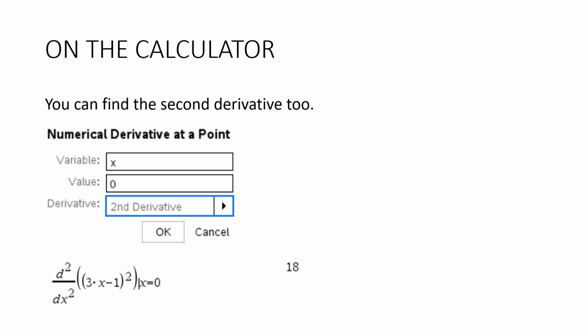You can also find the second derivative. Now, we haven't covered that yet, but if you wanted to, when you get this dialog box here, instead of choosing first derivative, you choose second derivative. You've still got to put in a value for x. And there we have the second derivative of (3x minus 1) all squared at the point x is equal to 0, and it's equal to 18.